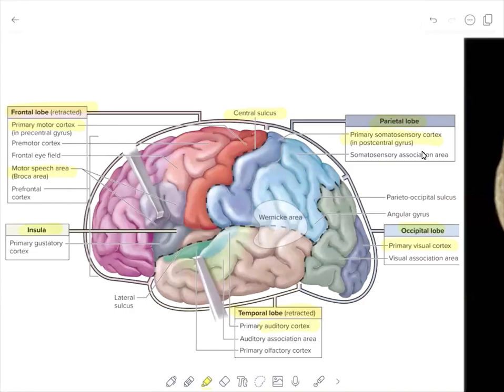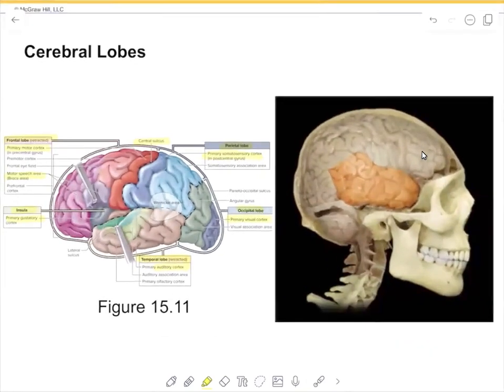And finally, the insula, which, as you can see, is deep here. The only reason that we can see the insula is because these other lobes surrounding it have been retracted. The insula contains the gustatory cortex, which is taste. So on the cadaver image to the right here, we can see the temporal lobe highlighted. So you should be able to identify the 4 basic lobes that you could see. You don't have to be able to identify the insula.